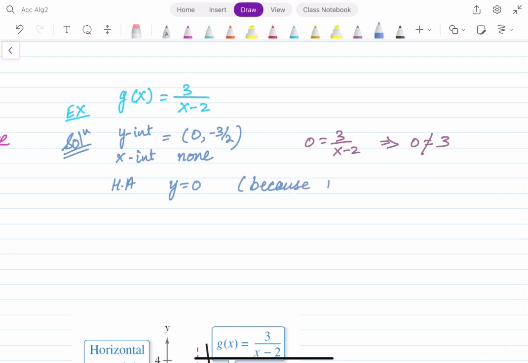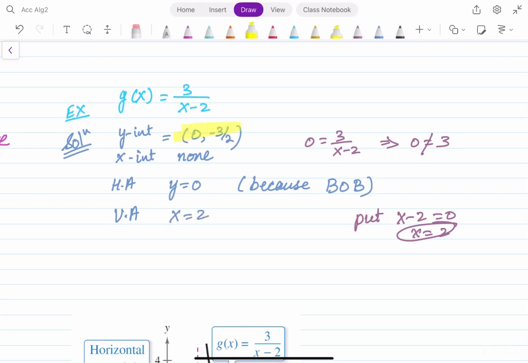For horizontal asymptote, because we are using big on bottom, we have discussed the horizontal asymptote, the 3 conditions of horizontal asymptote in the last video. So big on bottom implies horizontal asymptote is at 0. For vertical asymptote, put the denominator equal to 0, and that will give you x is equal to 2.